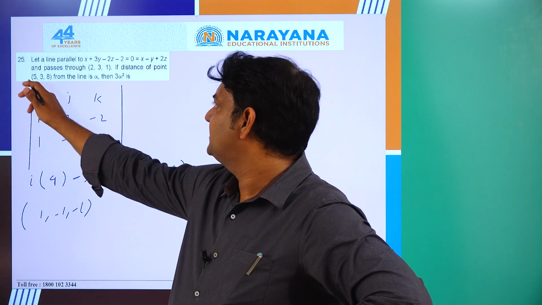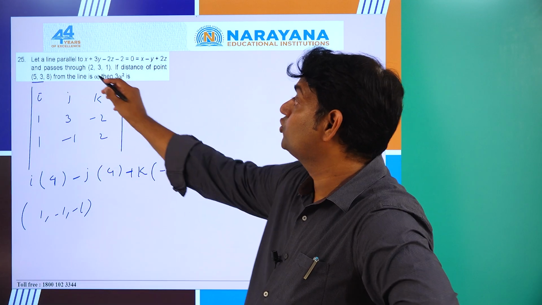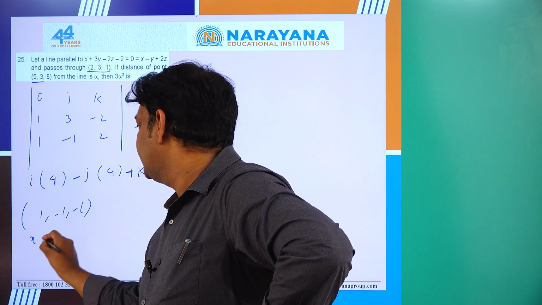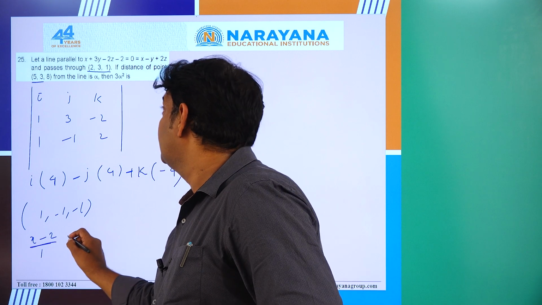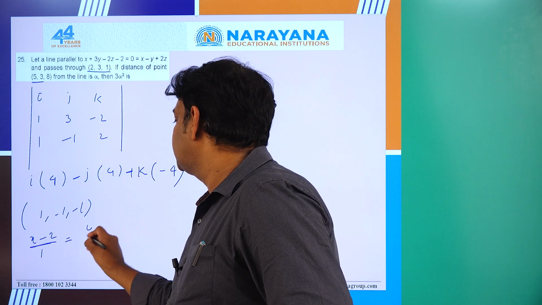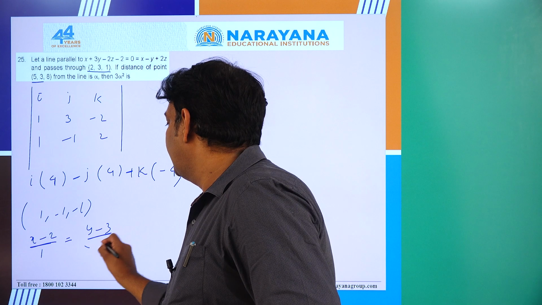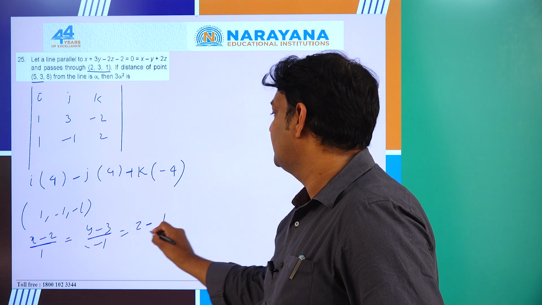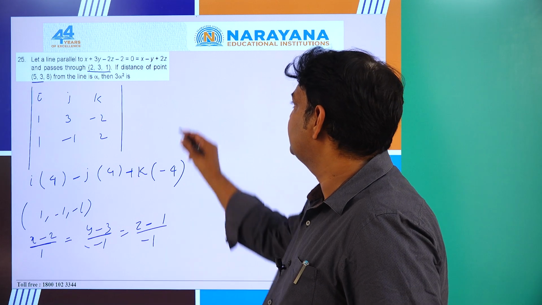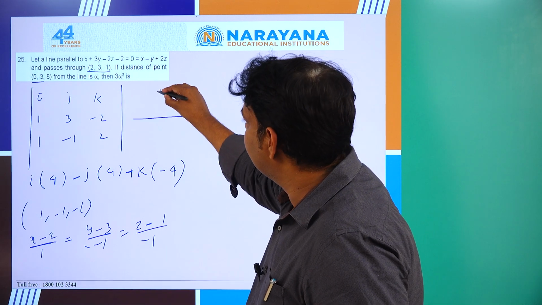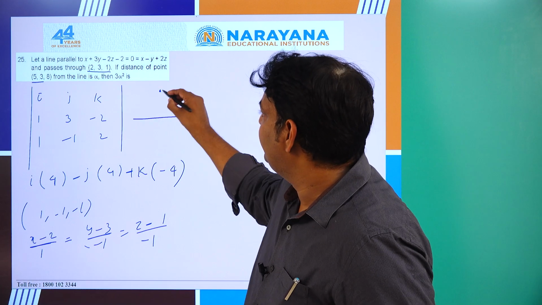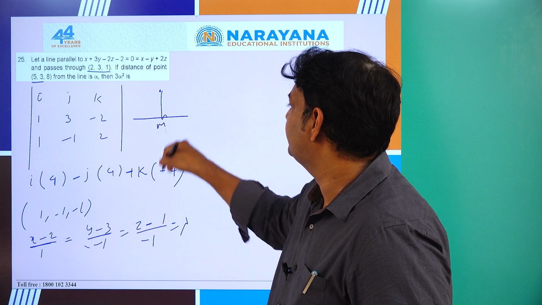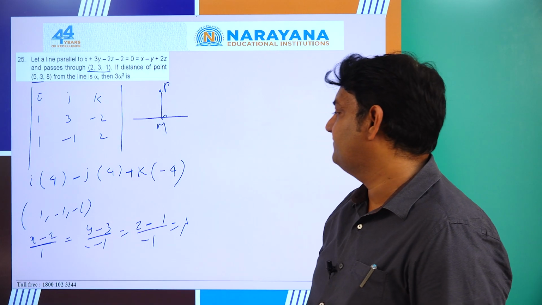Point is given, DRs are given. It is passing through (2, 3, 1), so the point is there, the DRs are there. So what is the equation of the line? (x - 2)/1 = (y - 3)/-1 = (z - 1)/-1. See that this is the line, here is the point (5, 3, 8). From there we need the perpendicular distance. So suppose the foot of the perpendicular is M, we need to find the PM value.